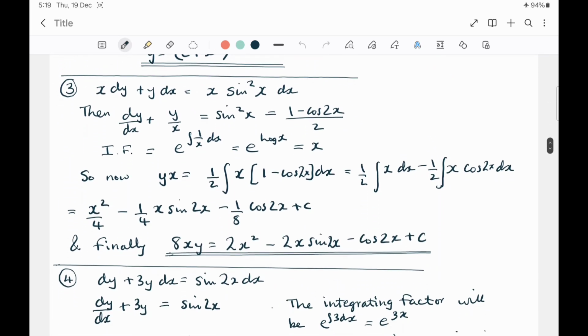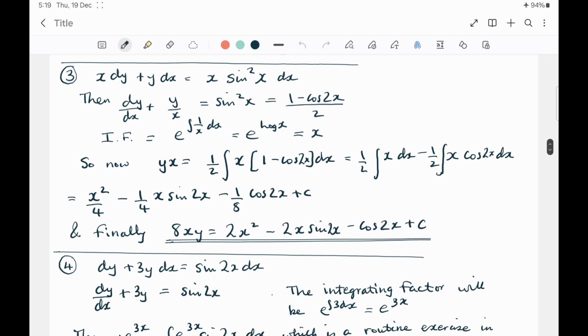Okay, we'll go on to number 3. x dy plus y dx equals x sine squared x dx. Dividing through by dx, we'll get dy/dx plus y over x equals sine squared x, which I've written in a different form because of the integration in mind, which is (1 minus cos 2x) over 2. The integrating factor will be e to the power integral 1 over x dx, which is e to the log x, which is, of course, simply x.